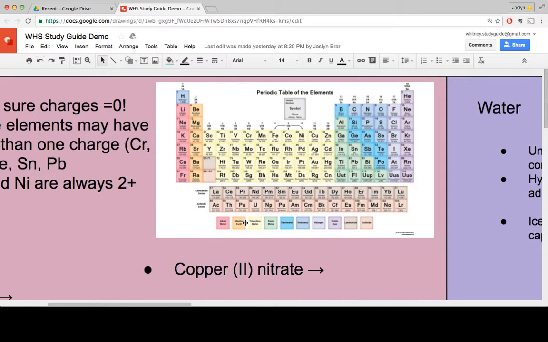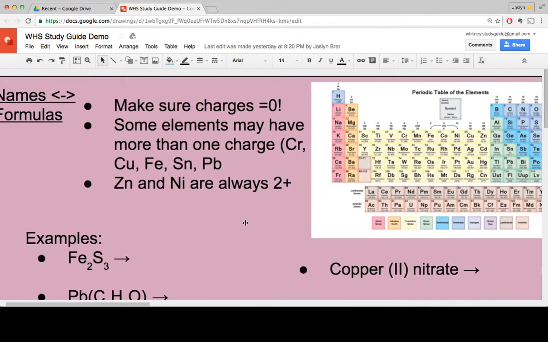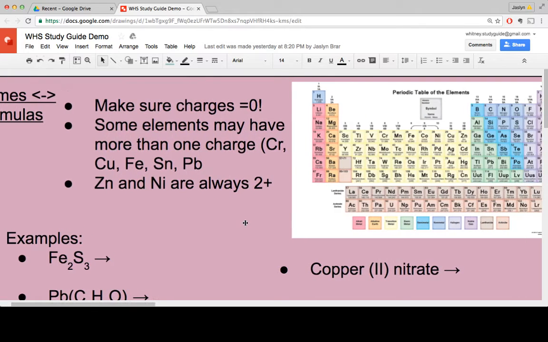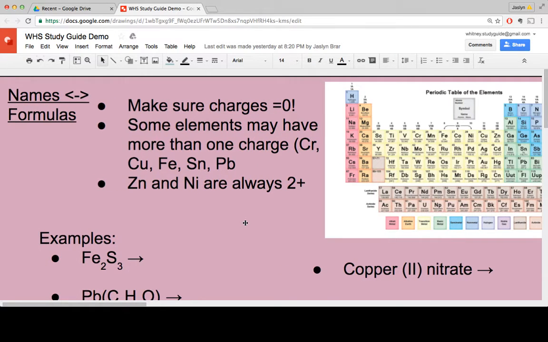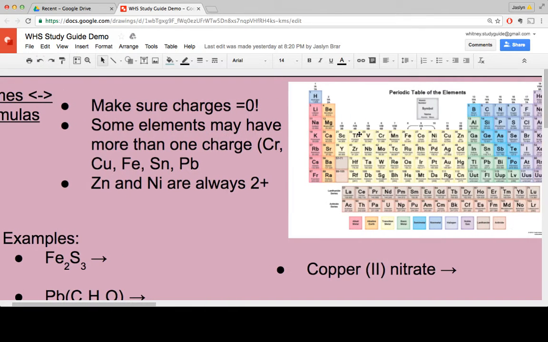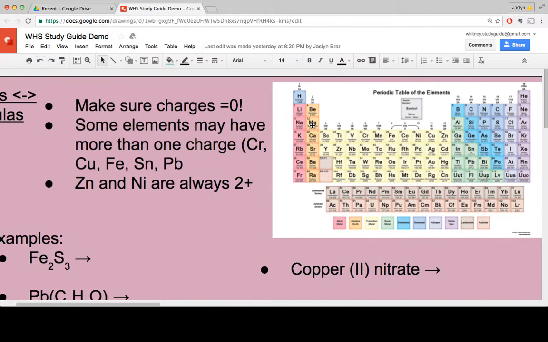And we are going to go do some names to formulas. Okay. So the main big idea to converting names to formulas, or formulas to names, either way, is you have to make sure that the charge equals 0. And you do this by looking at the periodic table and figuring out what charge it is based on which column it is in.